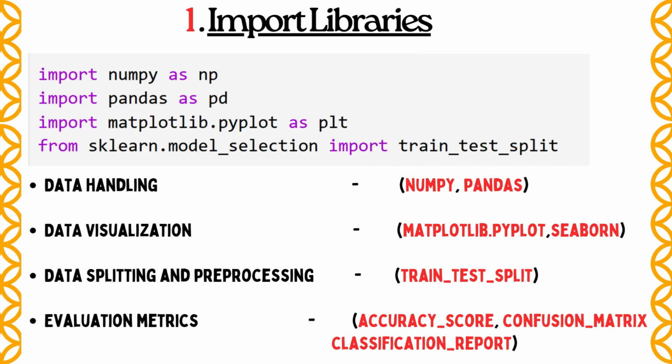1. Importing required libraries. NumPy: used for mathematical operations, especially matrix operations. Pandas: helps in data manipulation. Matplotlib PyPlot: used to visualize the cost function and classification results. Sklearn model selection, train_test_split: splits the dataset into training and testing sets.